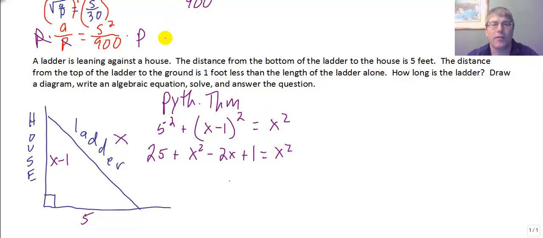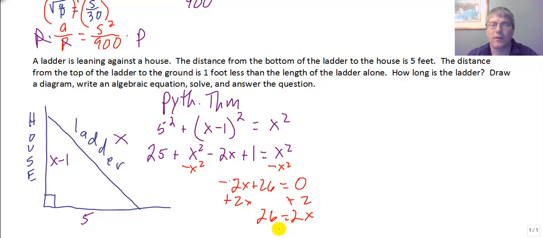And now we want to solve for x squared, or maybe even solve for x, because if we subtract x squared from both sides, those are going to drop out. And 25 plus 1 is 26. We get negative 2x plus 26 equals 0. Add 2x to both sides. We get 26 is equal to 2x. Divide by 2, and we get x equals 13. So x equals 13. That is our ladder.